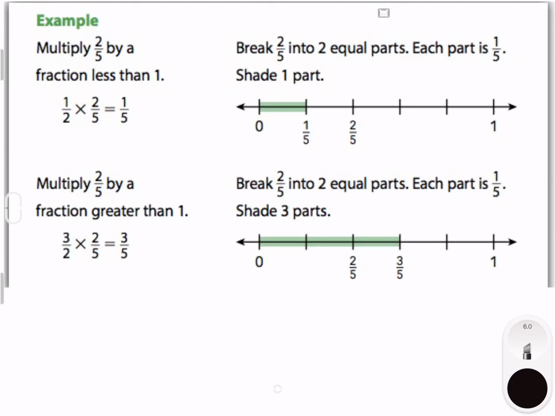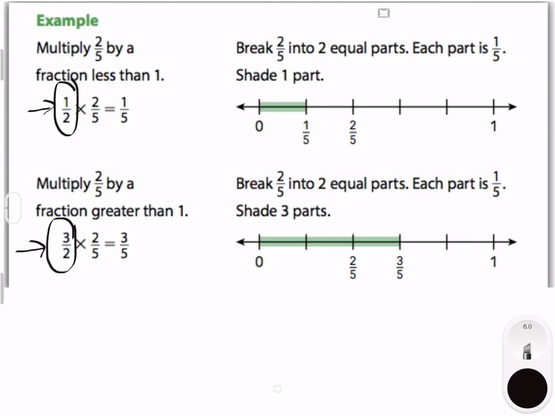Okay, for the first question, we're asked to study the example showing how to use a number line to multiply fractions less than 1 and greater than 1, and then solve the problems. So we're going to look at the example, and we see that we have 1/2 times 2/5, and then we have 3/2 times 2/5. And that is the major difference between these two examples. 1/2 is less than 1, and 3/2 is greater than 1. So knowing that is going to help us.